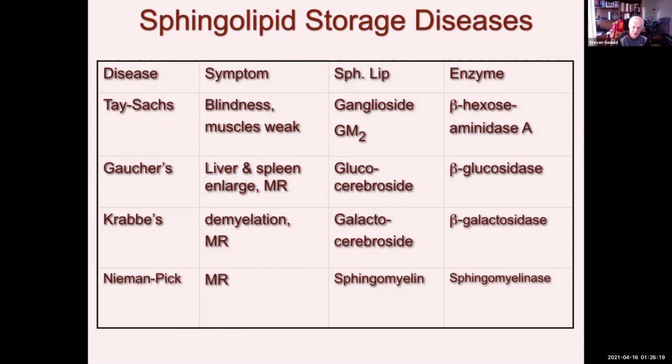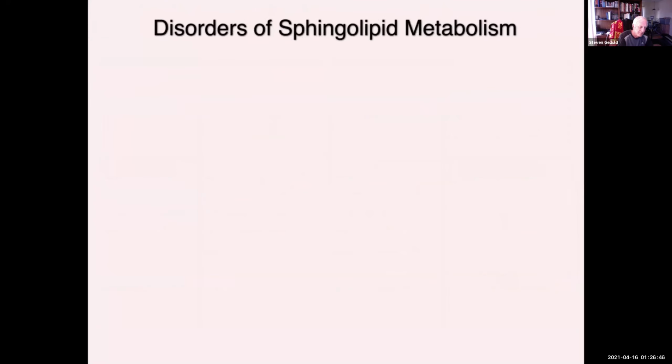You have Krabbe's disease, which is demyelination. Demyelination means the myelin doesn't form, the sphingomyelins. So you don't get the nerve impulses traveling as quick as they should, and the brain does not function correctly. And beta-galactosidase is the enzyme in that one. And you have Niemann-Pick disease also, which is your sphingomyelin, the enzyme is sphingomyelinase, and too much myelin is being developed. So those are the basic diseases.